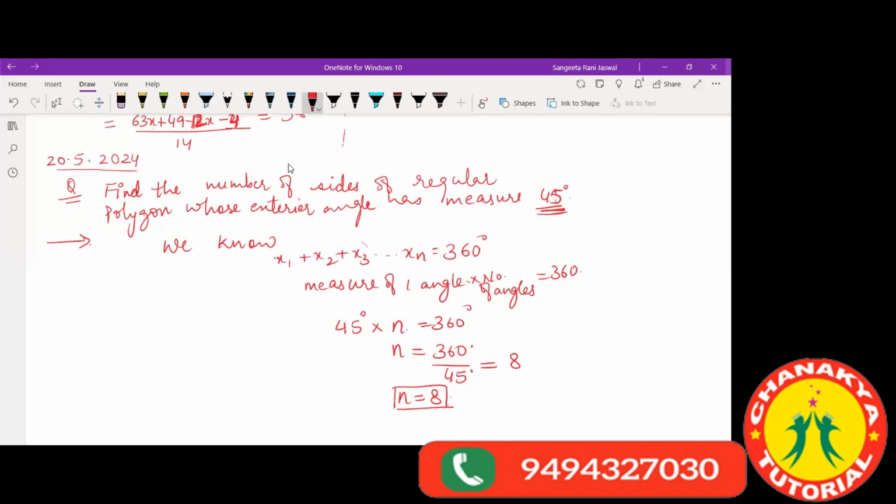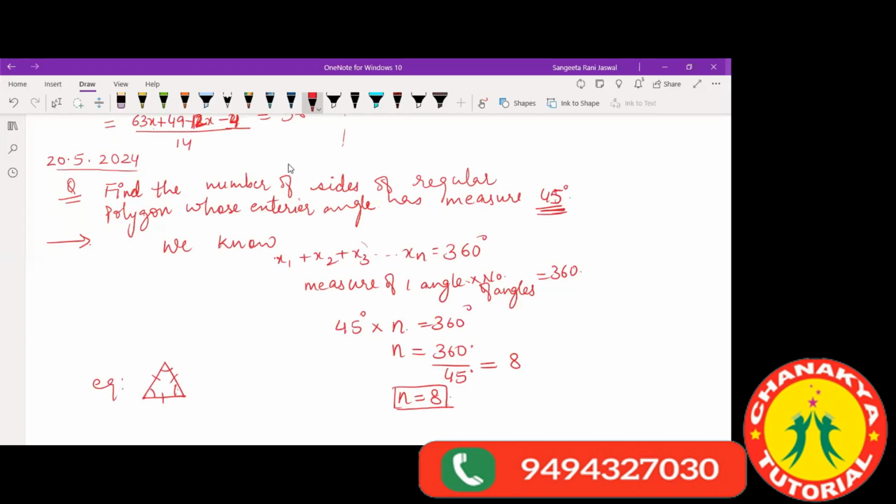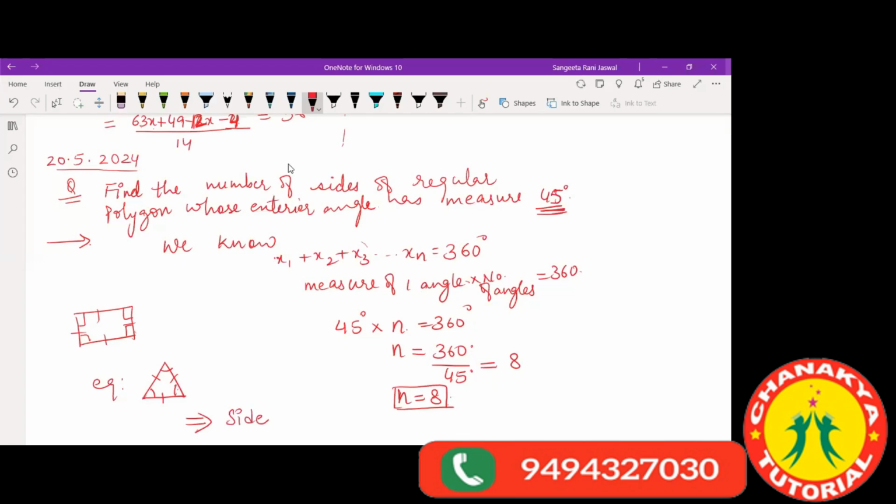So as many are the numbers of the angles of a polygon, that many are the sides. For example, a triangle has 3 angles, so it has 3 sides also. Same as the number of angles, the number of sides are also the same. If you talk about a four-sided figure, it has 4 angles, so it has 4 sides also. So you can write, this implies that sides of regular polygon are 8.